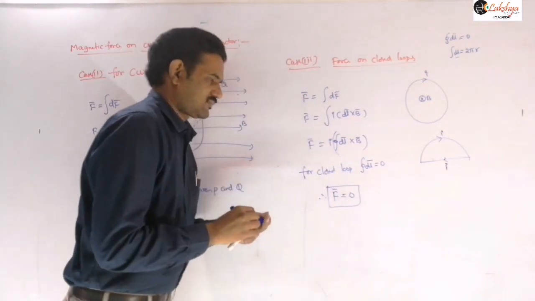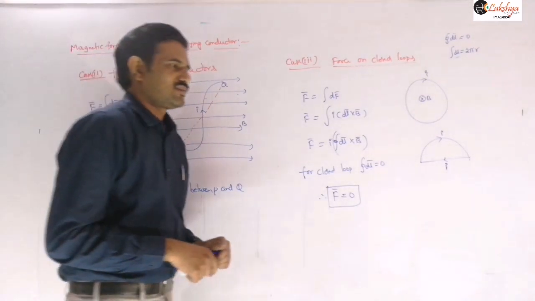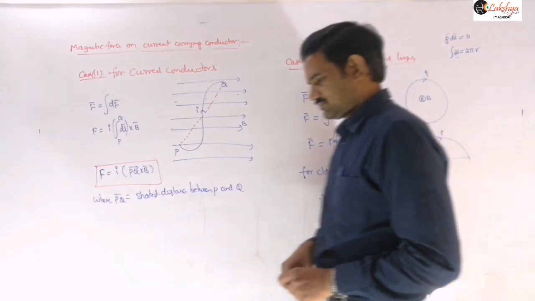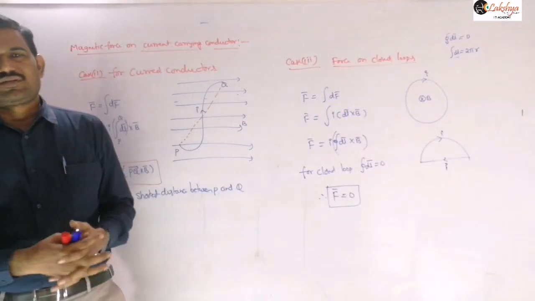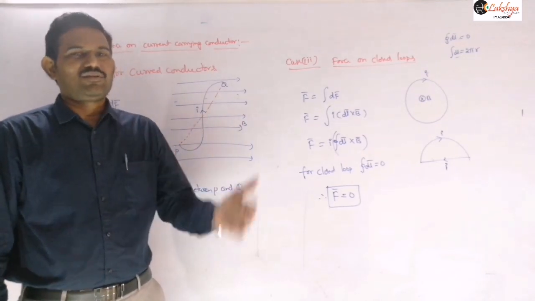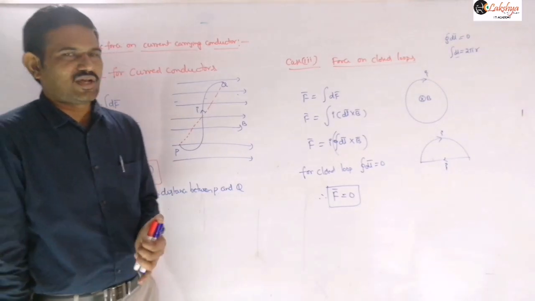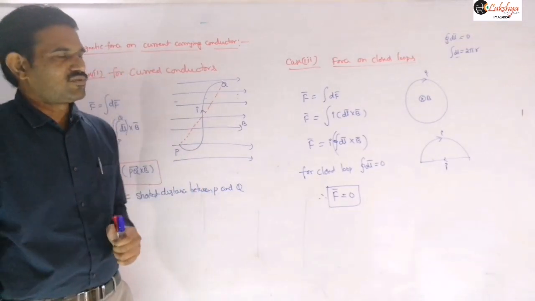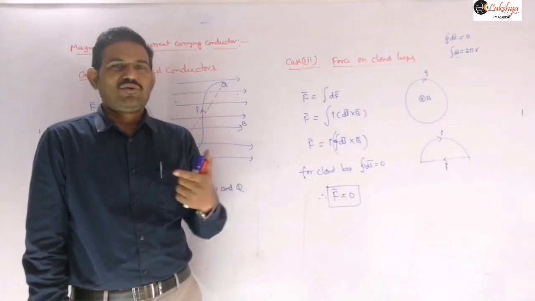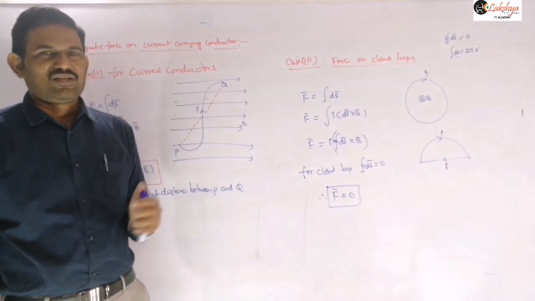Therefore, mention that the magnetic force acting on closed loops is 0. But here you need to note one point. For the magnetic force acting on the closed loop, the current should flow in the same direction throughout the loop, either in clockwise direction or in anti-clockwise direction. Then only you will get that force as 0. Remember that. Whenever a closed loop is there, you don't answer blindly that force is 0. It is one of the possibilities.